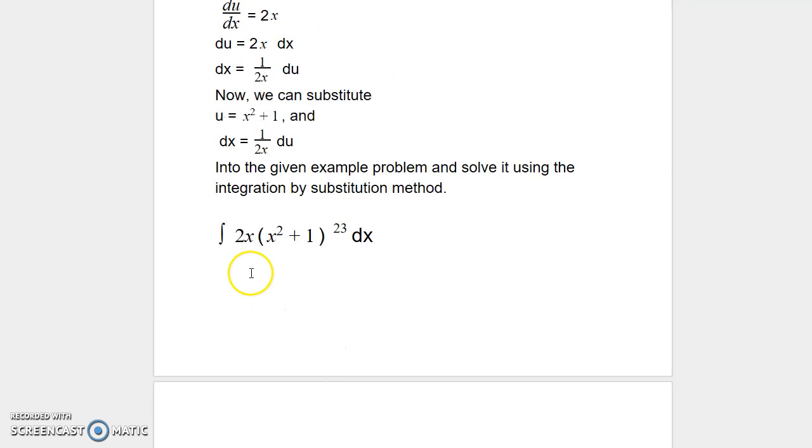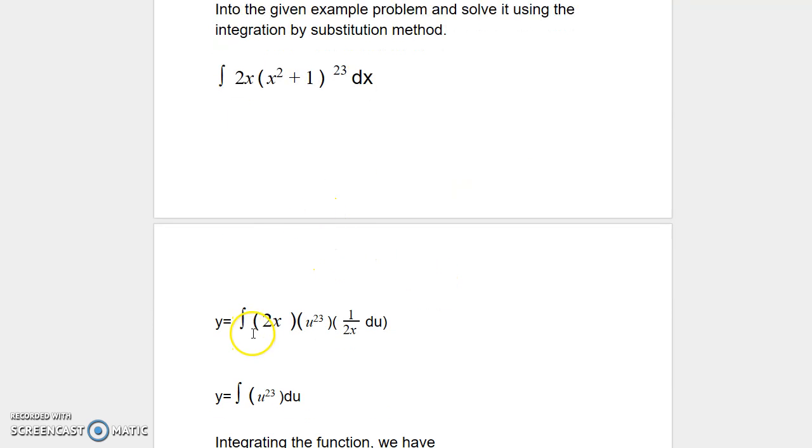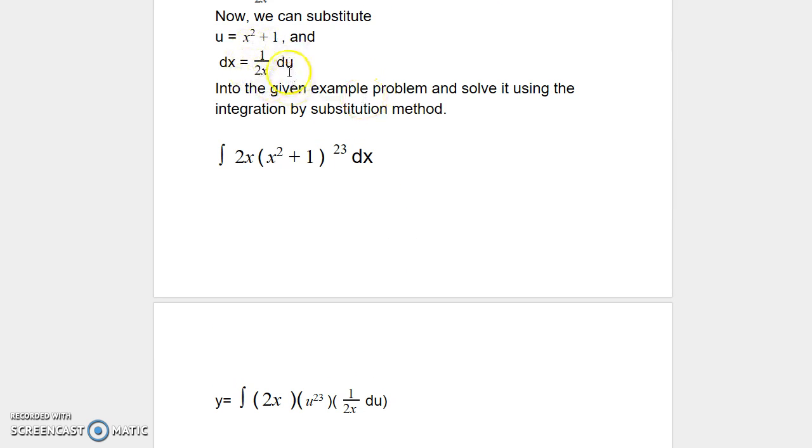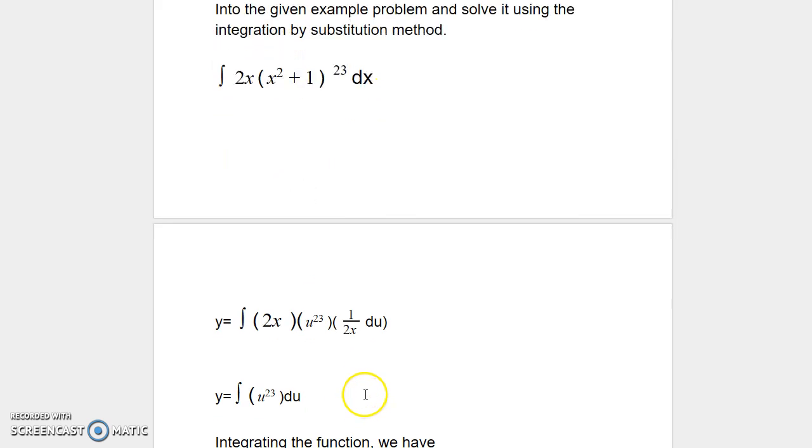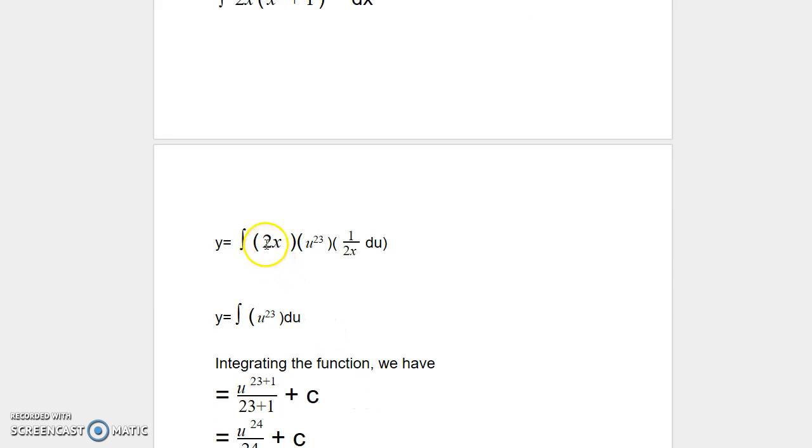So our given example problem is the integral of 2x times (x squared plus 1), the whole thing raised to the power of 23, dx. Now, wherever we see x squared plus 1, we're going to substitute u. So integral 2x u to the power of 23, instead of dx, we're going to write 1 over 2x du, as shown here. Since we have 2x in the numerator and 2x in the denominator, those terms cancel out. When we simplify it, we can write it as integral u to the power of 23 du.